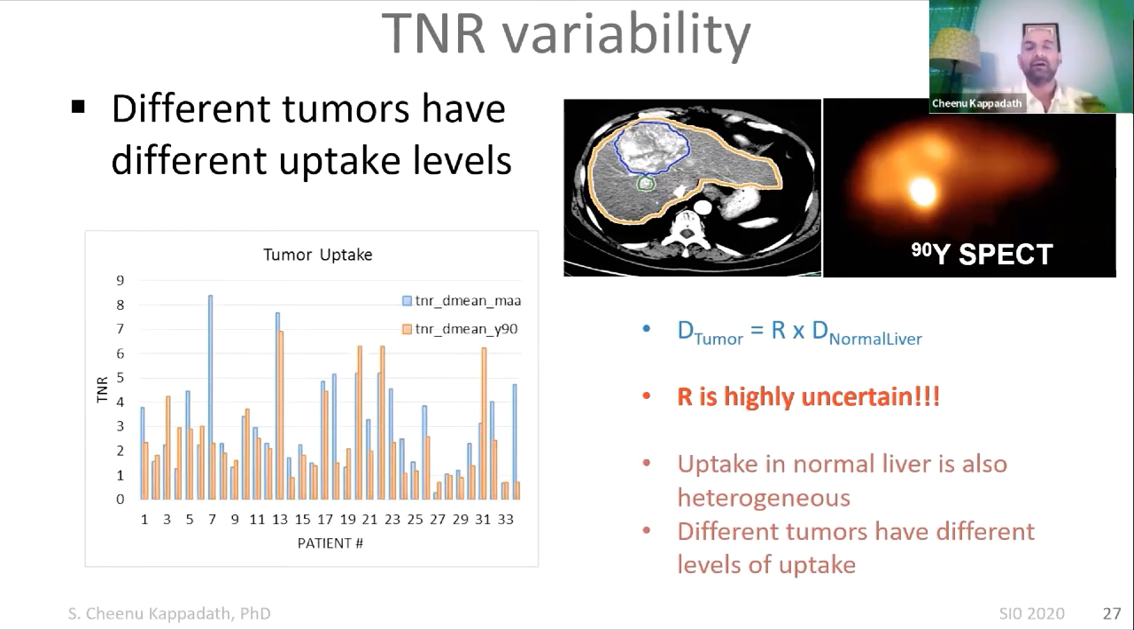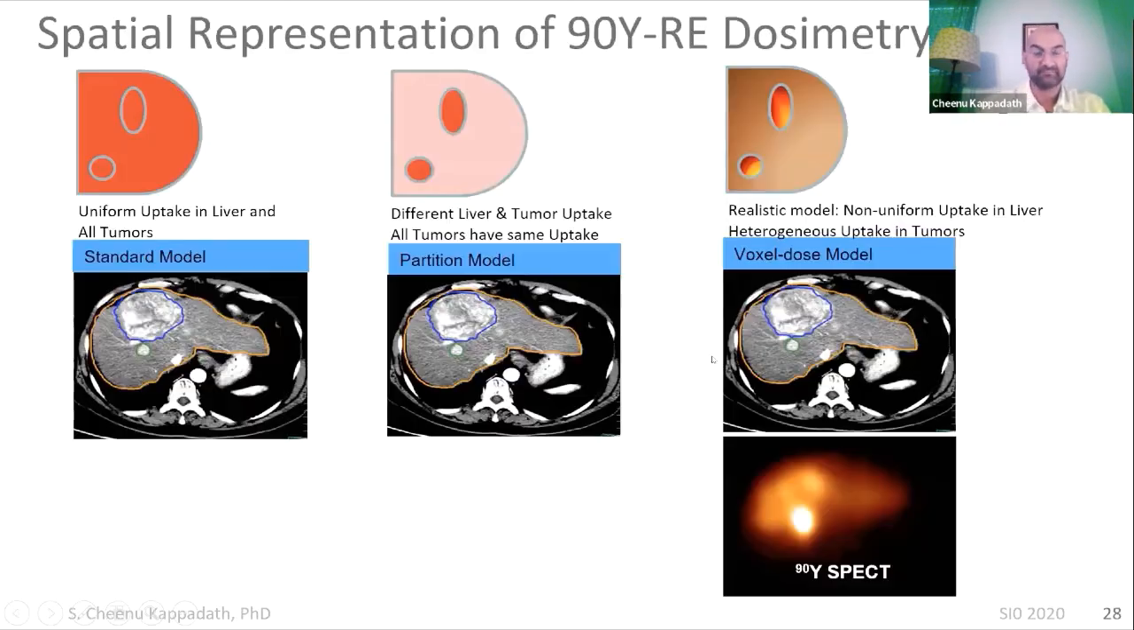And even how you compute the uptake ratio is important. We argue for drawing the entire liver and then using that as the normal liver, as opposed to dropping an ROI, because ROI dropping in different regions also has high variability. And the dose of the tumor is directly proportional to the uptake ratio times the dose of normal. So if R is not calculated with high precision, your dose estimates are going to be very imprecise.